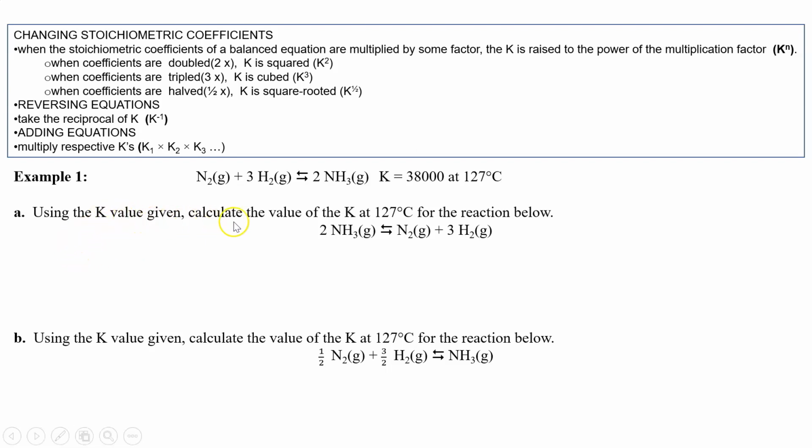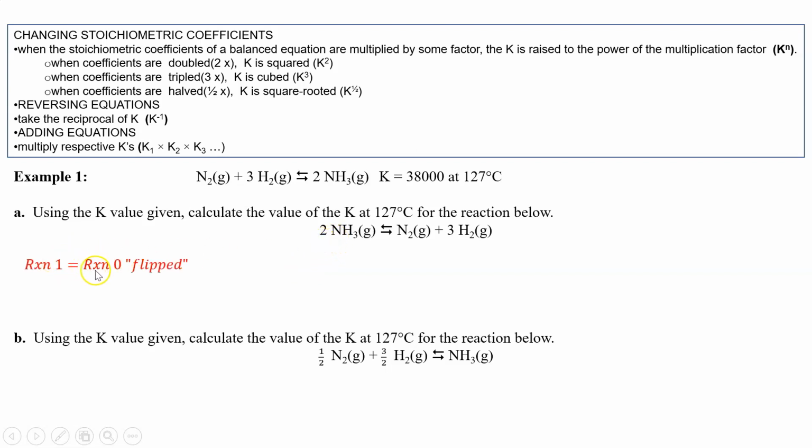Okay, so using the K value that's given, we've got a K value of 38,000 at 127 degrees Celsius. Calculate the value of K at 127 degrees Celsius for the reaction below. So with this reaction in mind, given the reaction that's listed above. Well, the reaction down here is the same thing as the reaction up here, except it's reversed. It's the reverse reaction. So I could say that we're going to take the K value to the -1 power.